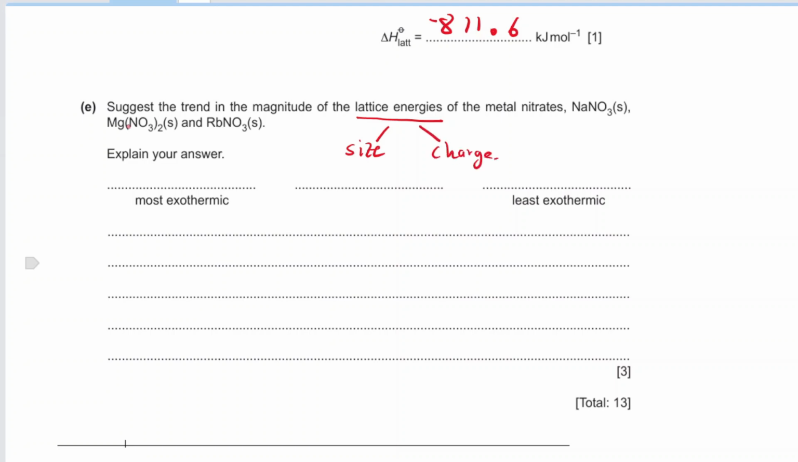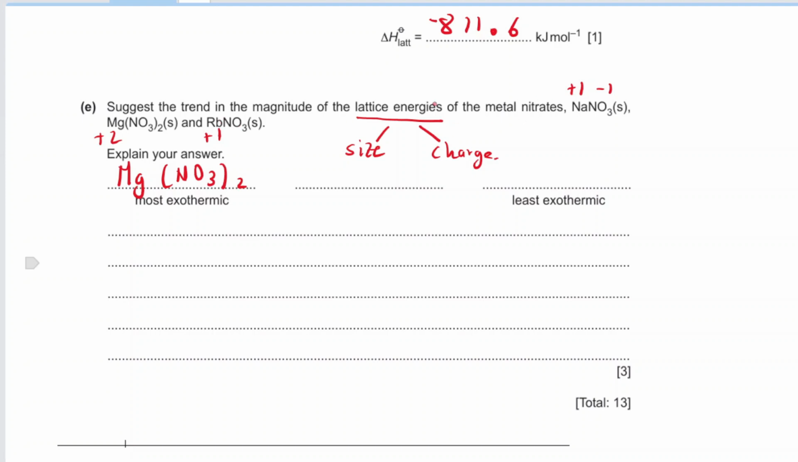Okay, so here let's look at the charge. The charge of sodium is positive 1, NO3 is negative 1, Mg is positive 2, NO3 is the same. Rb is in group 1, right? It's positive 1. So first of all, magnesium has positive 2, and these two have positive 1. So automatically, the lattice energy of magnesium will be more because of the charge, right? So you can keep the most exothermic as Mg just because it has a higher charge.